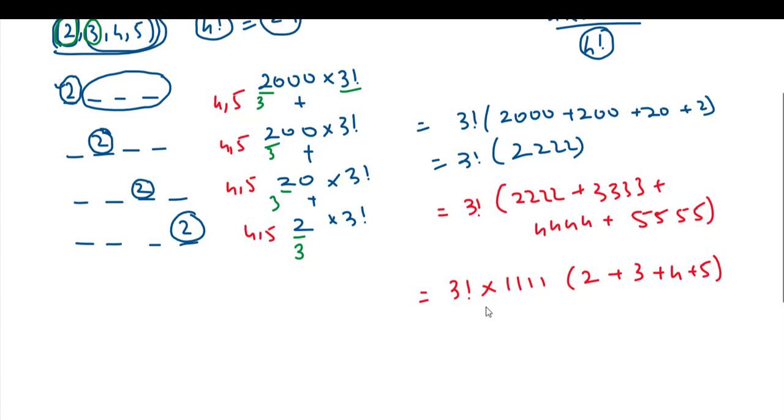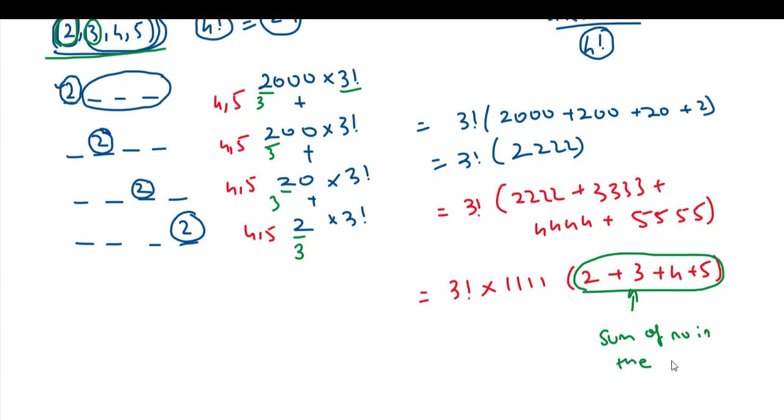Now if you observe, what are these numbers? These are basically the numbers which were given in the set 2, 3, 4 and 5. And what are we doing? We are finding the sum of all the numbers in the given set. So this is basically the sum of the numbers in the set which has been given to us.